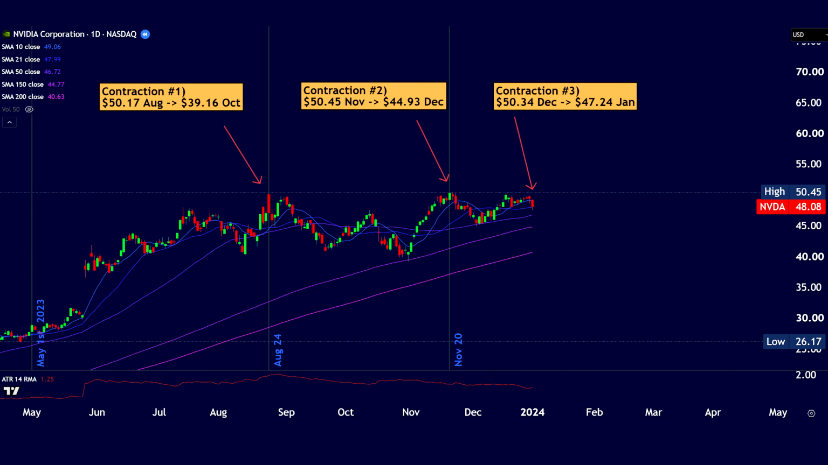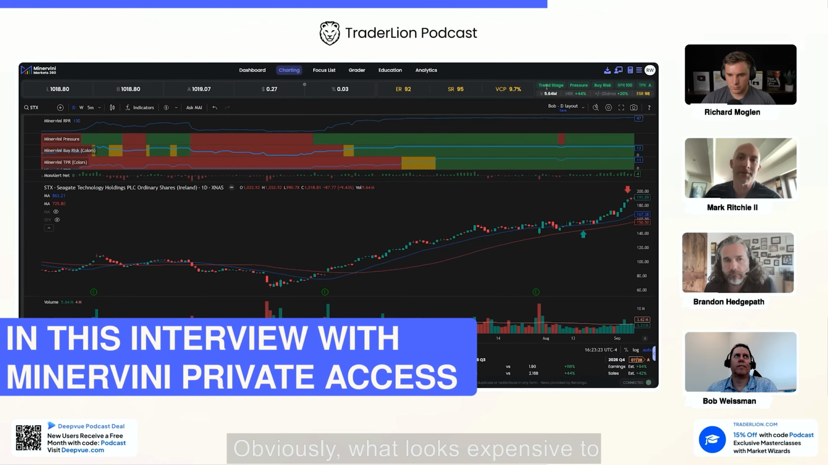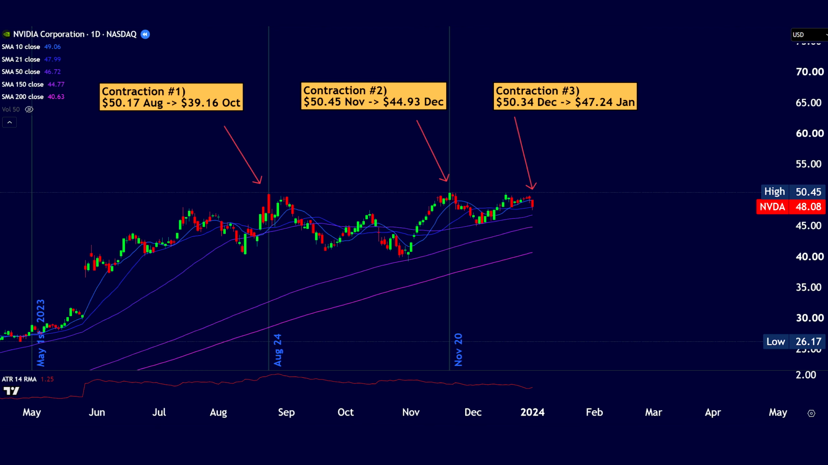And here's what separates this method from everything else. The base didn't get worse, it got better. "This is really the first buyable base. Stock has this big run. Obviously, what looks expensive to everybody else is attractive to us because that's when it wasn't ready for a low-risk entry. Well, that's what requires patience and diligence and tracking it."